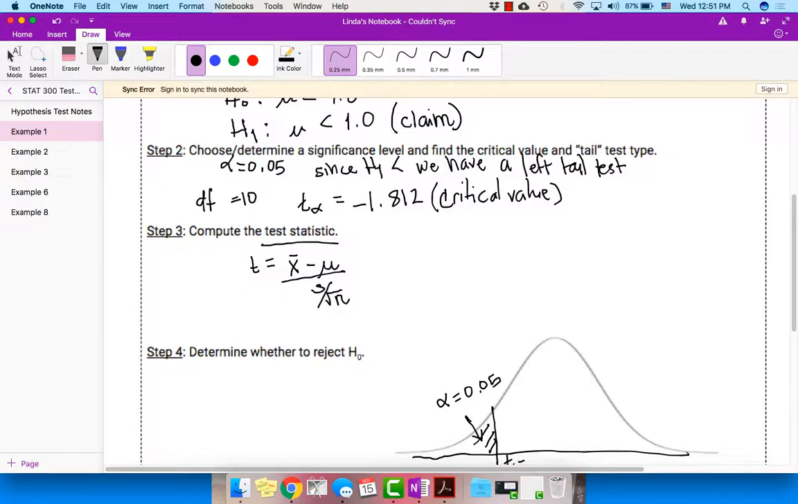So when you input those values, let me input those values for a moment. 0.9381 minus 1.00 divided by 0.4228 divided by the square root of 11. Enter that into the calculator and you get a value that is equal to negative 0.4587. This number right here is called a test statistic.